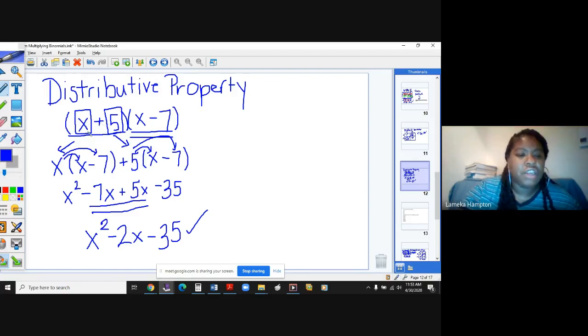Again, I broke down these two binomials. So my x from the first binomial is here, and my 5 from the first binomial is here. And I'm multiplying each one of those monomials, or terms, by the second binomial. So again, this is nothing more than the distributive property. I'm just doing it twice.